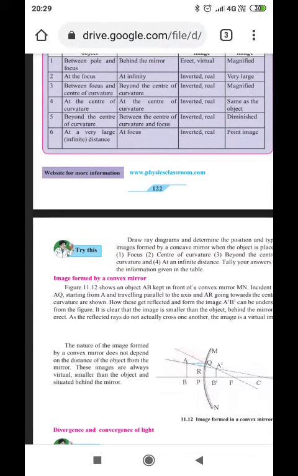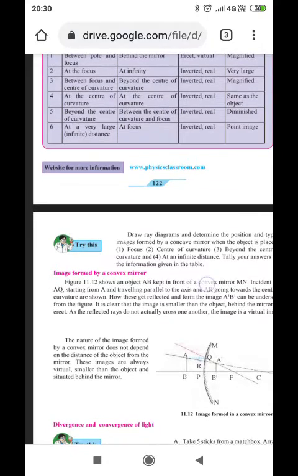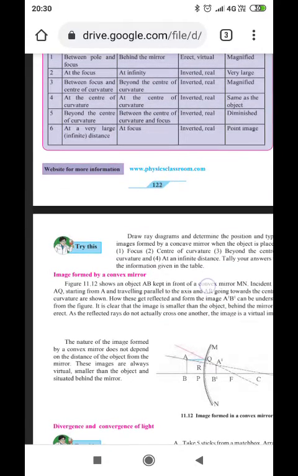When the position of the object is at the center of the curvature, the position of the image is also at the center of the curvature, and nature is real and inverted, and size of the image will be same as the object.